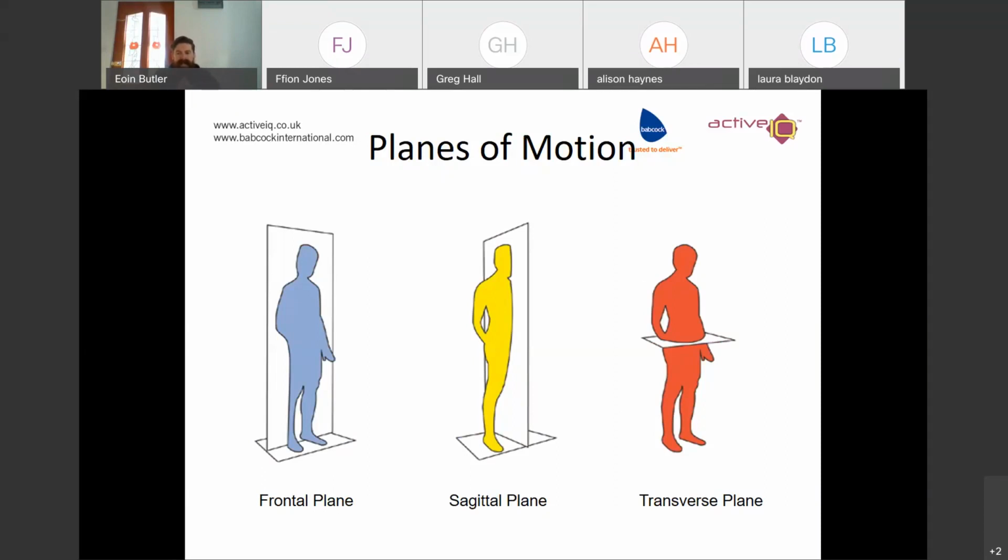If I do a lateral raise exercise, what plane of movement am I working in? Is it frontal? Frontal plane, yeah. So the arms are coming out to the side, so side to side movement and back down again. So it's frontal plane.